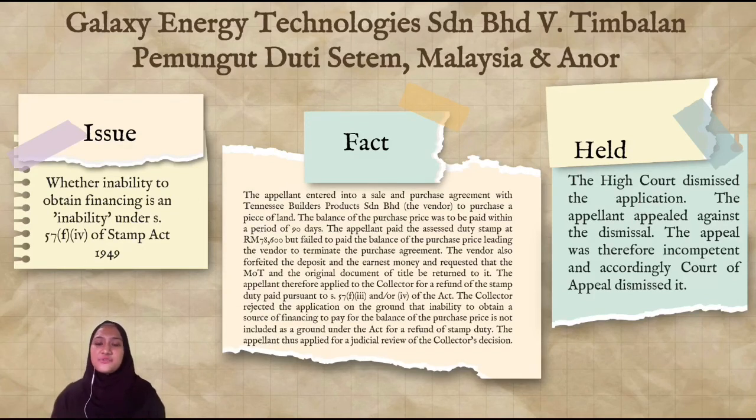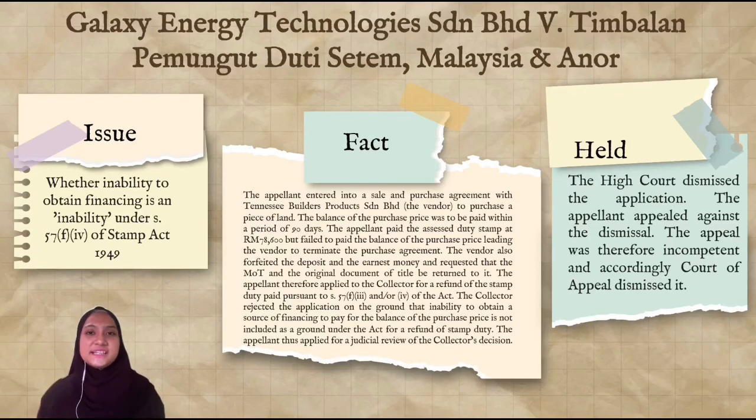The appellant therefore applied to the collector for a refund of the stamp duty paid pursuant to Section 57(3) and/or (4) of the Act. The collector rejected the application on the ground that inability to obtain a source of financing to pay for the balance of the purchase price is not included as a ground under the Act for a refund of stamp duty. The appellant thus applied for a judicial review of the collector's decision.